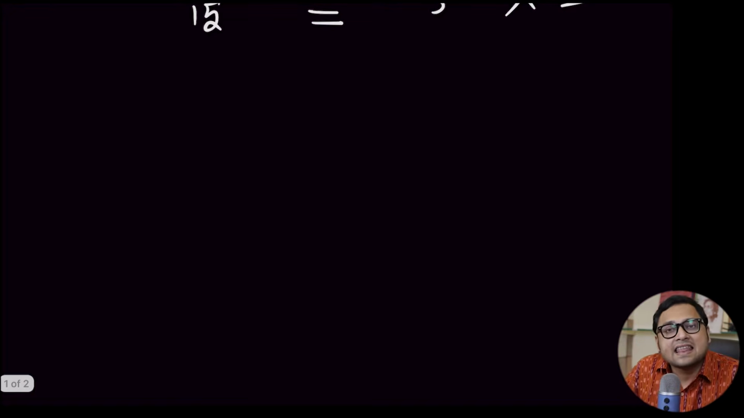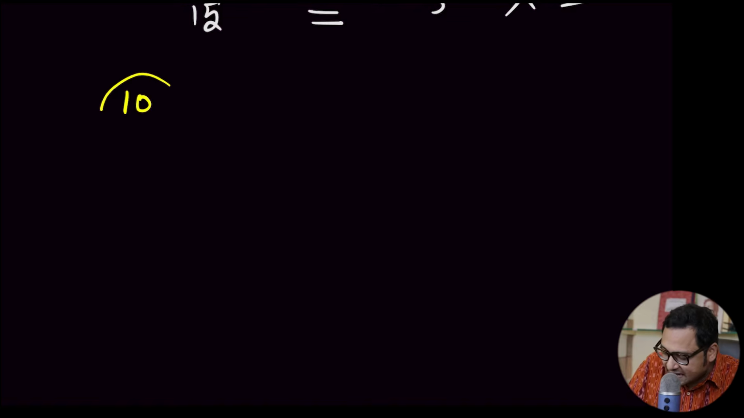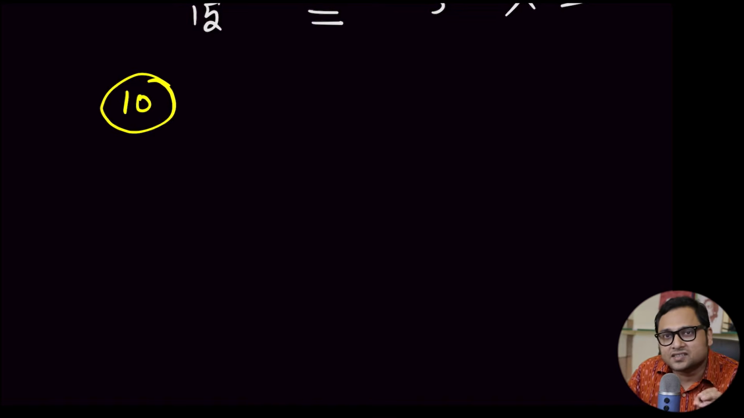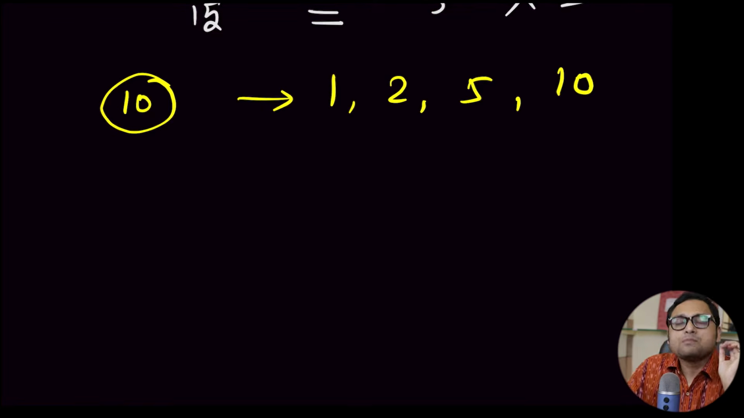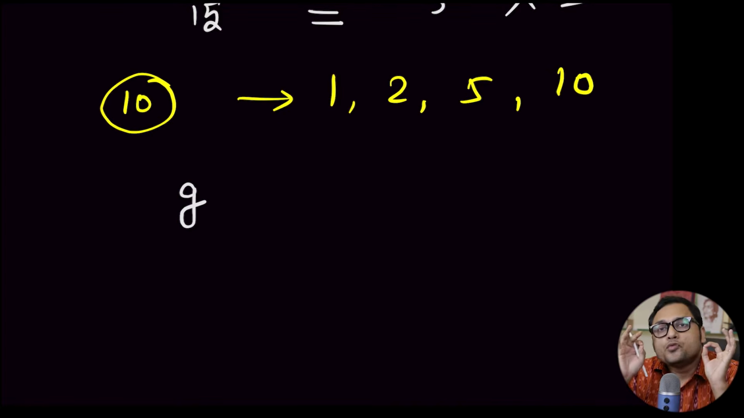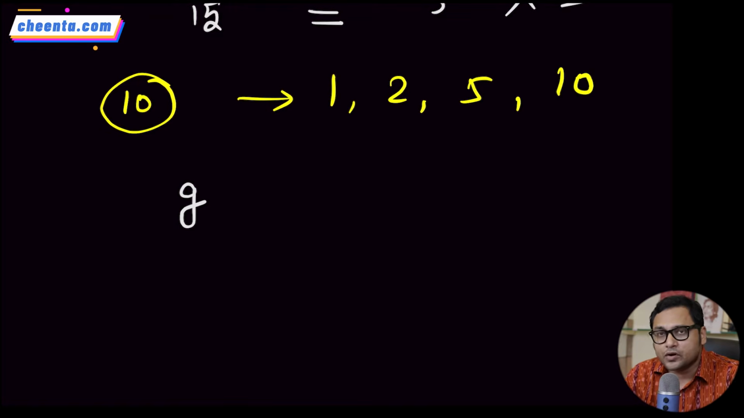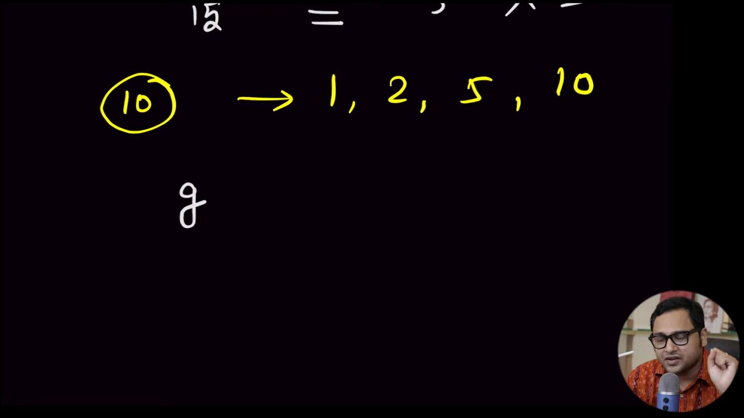Let's see an example. Suppose you have the number 10. And suppose you write down the divisors of 10. So these are 1, 2, 5 and 10 itself. There are 4 divisors of 10. What I'm going to do is I will write a function g, which is like Euler's totient function if you already know it. But if you don't know it, here is a definition.